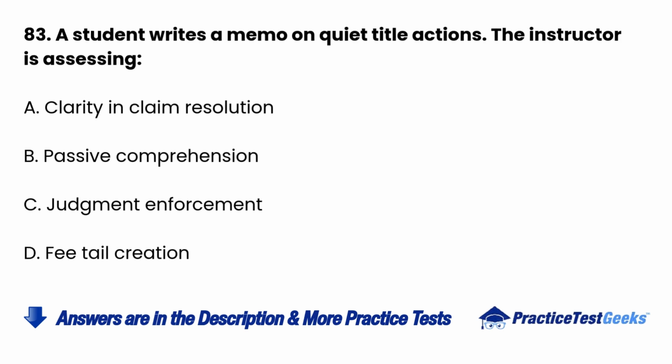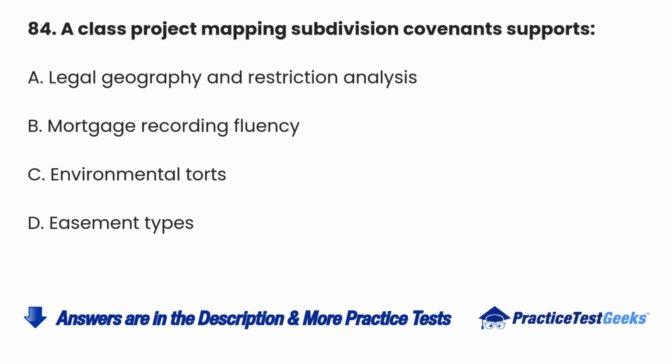83. A student writes a memo on quiet title actions. The instructor is assessing A. Clarity in claim resolution. B. Passive comprehension. C. Judgment enforcement. D. Fee tail creation.